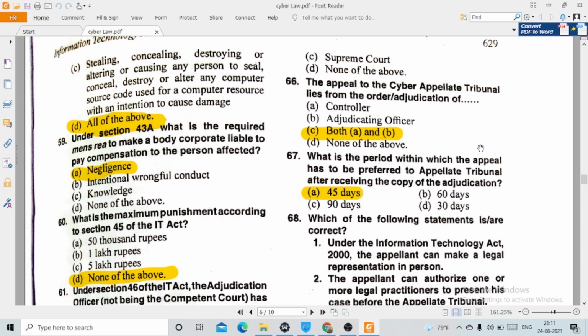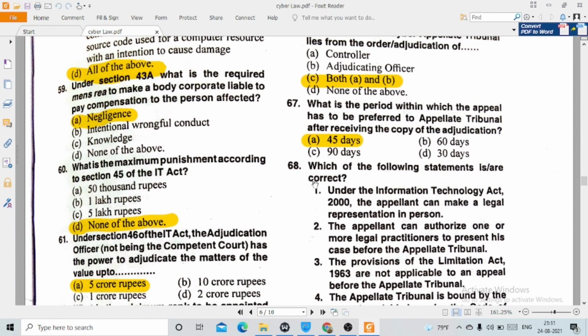Then question number 59, under section 43A. What is the required mens rea to make a body corporate liable to pay compensation to the person affected? This is option number A, negligence. 60. What is the maximum punishment according to section 45 of the Act? So the answer is none of the above.